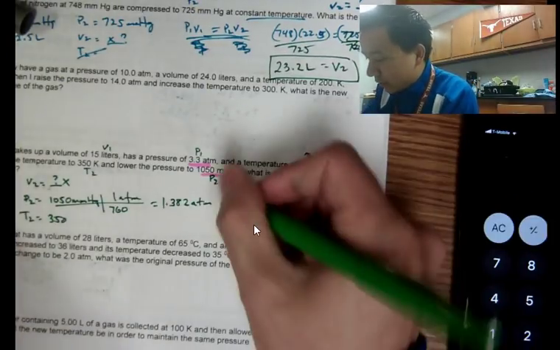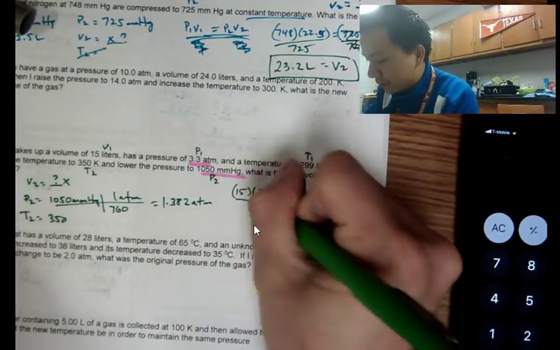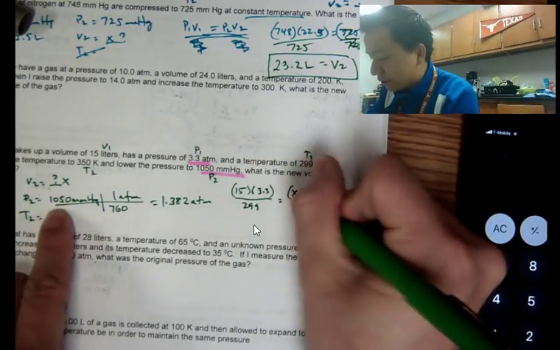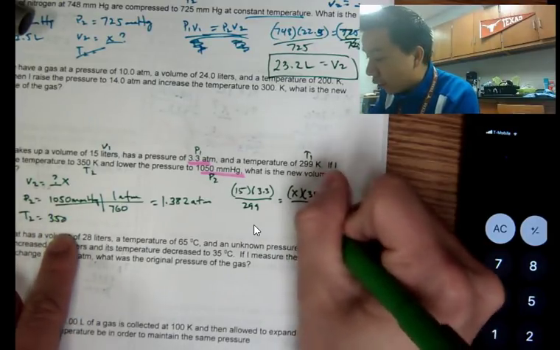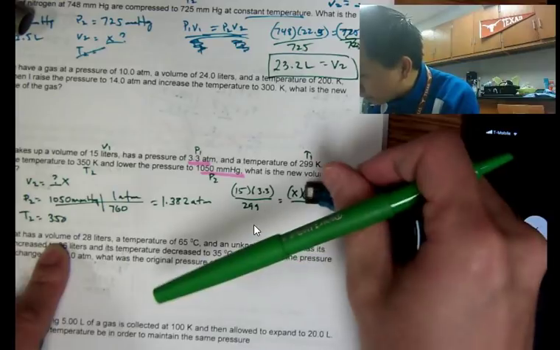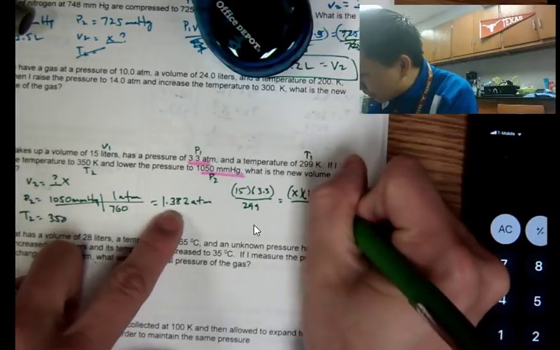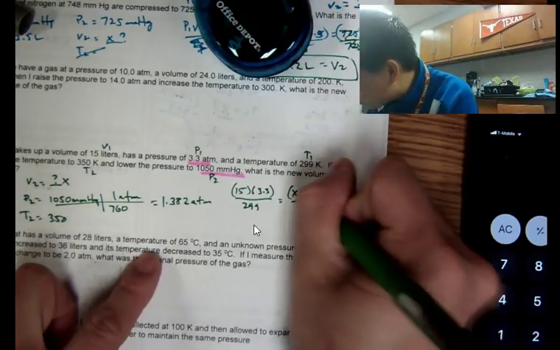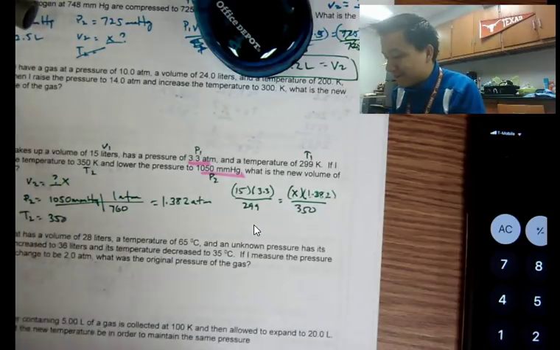Well, let's plug that in. V1, which is 15, times P1, which is 3.3, over T1, which is 299, equals V2, X, times P2, which is 1.382, over T2, which is 350. That's not T2, it's supposed to be P up here. Where's my handy dandy whiteout? Hope you can see that. This is a lot of numbers, so keep track of them.